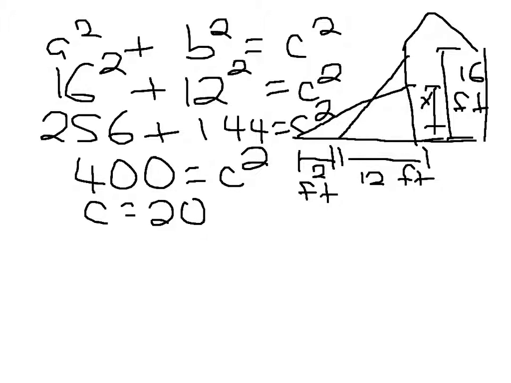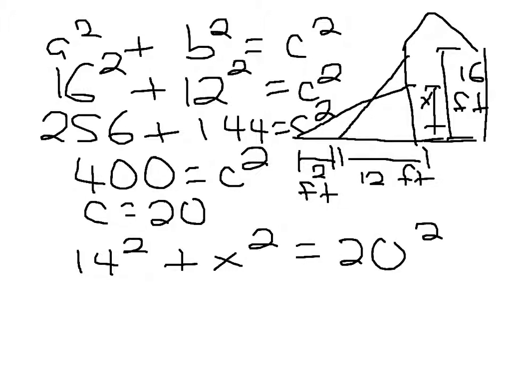So to find x, we would again use the Pythagorean theorem. And since I know the length of the ladder, I would say that the first leg, which is 14, because 2 plus 12 is 14, squared plus x squared equals 20 squared. So 14 squared is 196 plus x squared equals 400.